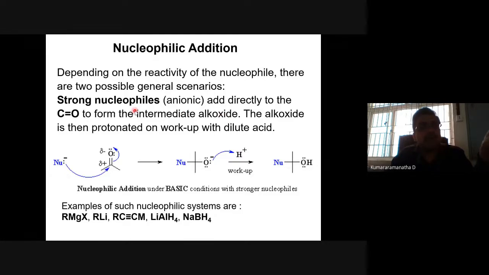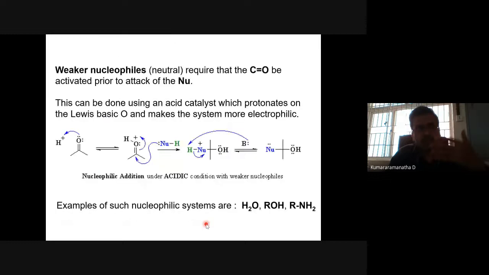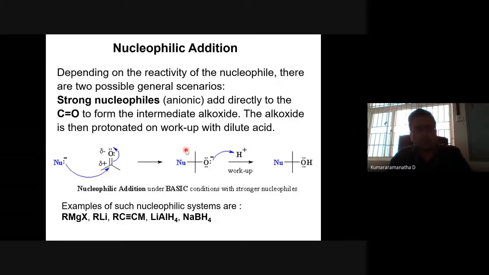Especially anionic nucleophiles like the hydroxide group will form an alkoxide. When you add a small amount of acid to this alkoxide, you get the corresponding alcohols. You can use several nucleophiles like Grignard reagent, butyl lithium, lithium aluminum hydride, sodium borohydride, and so on. So these are several examples of nucleophilic addition. In tomorrow's class, we shall look at weaker nucleophiles. At this stage, probably we can stop.